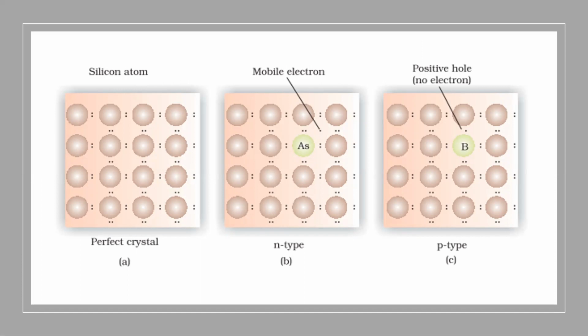So this is called P-type conductor and N-type conductor, arsenic and boron. For P-type, boron is introduced, and for N-type, arsenic is introduced.